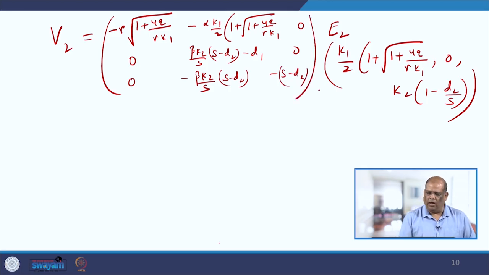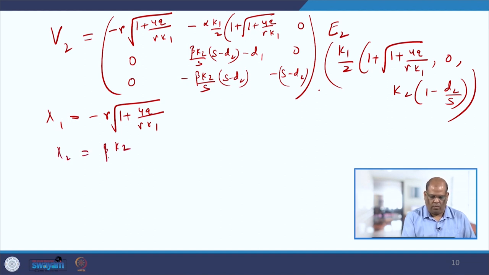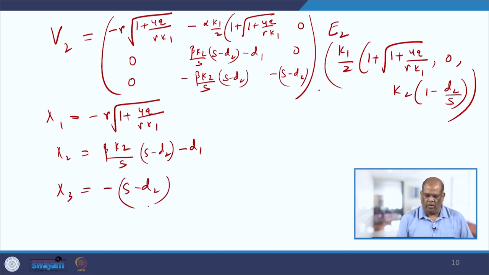If you find the eigenvalues, they will be lambda 1 equal to minus R times root of 1 plus 4Q by RK1, lambda 2 equal to beta K2 by S minus D2 minus D1, and lambda 3 is minus of S minus D2.